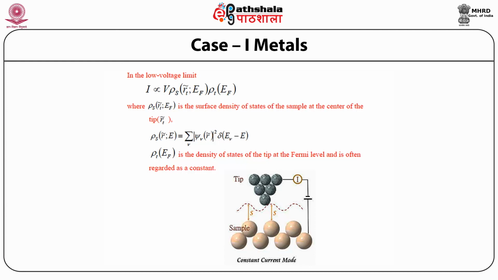So rho s as a function of R, E is equal to the summation over nu of the modulus of psi nu as a function of R the whole square multiplied by delta E nu minus E. Now here rho t as a function of EF is the density of states of the tip at the Fermi level and is often regarded as a constant.